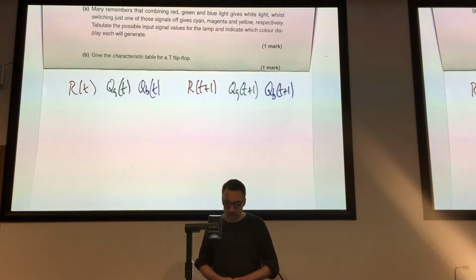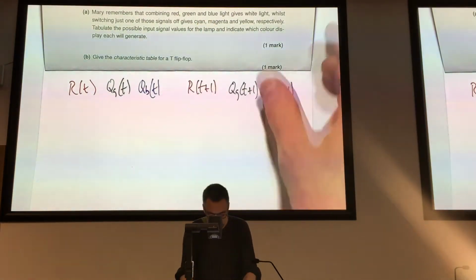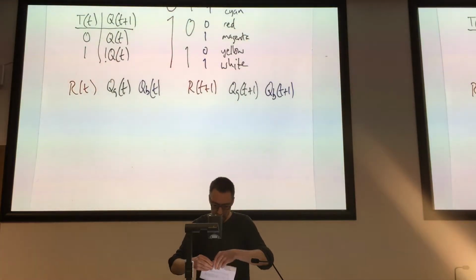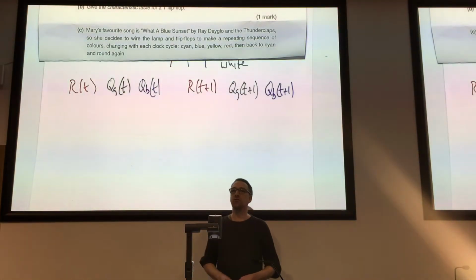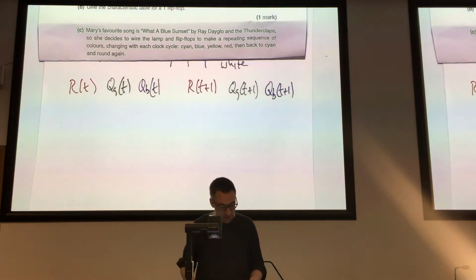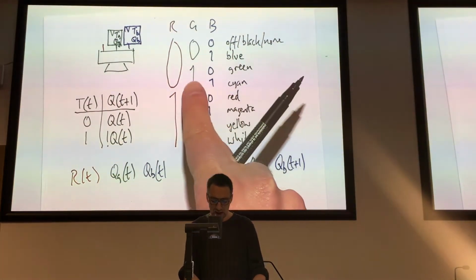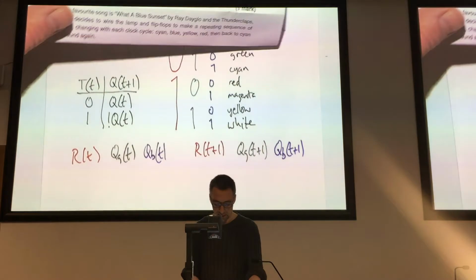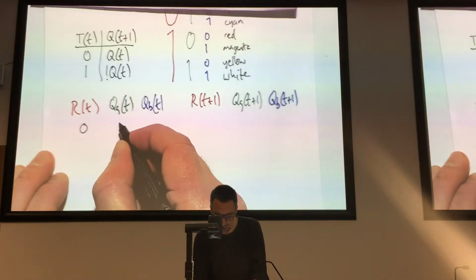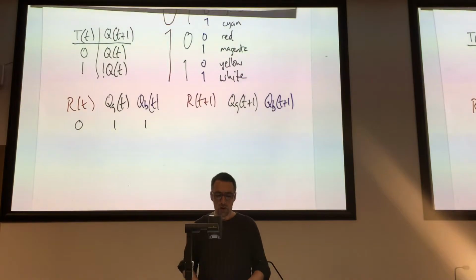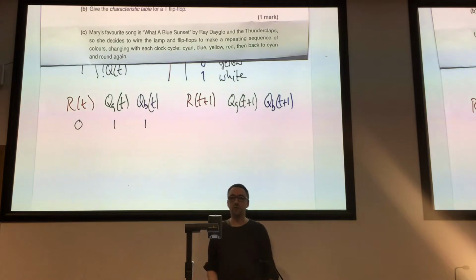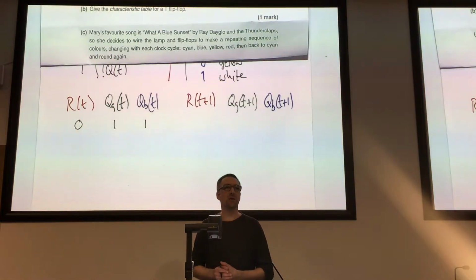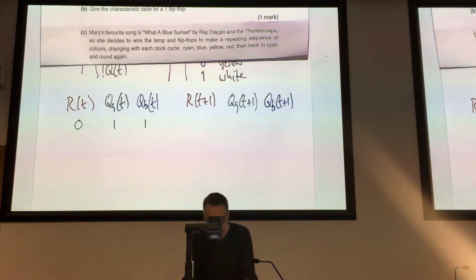So we go cyan, I folded the wrong thing. We want to go cyan, then blue, then yellow, then red, then back to cyan. So let's first of all plot the cyan situation. We said cyan is 0, 1, 1. So if we're in cyan, we're in 0, 1, 1. What do we go to after cyan? Blue. So what are the signals going to be for blue? 0, 0, 1.